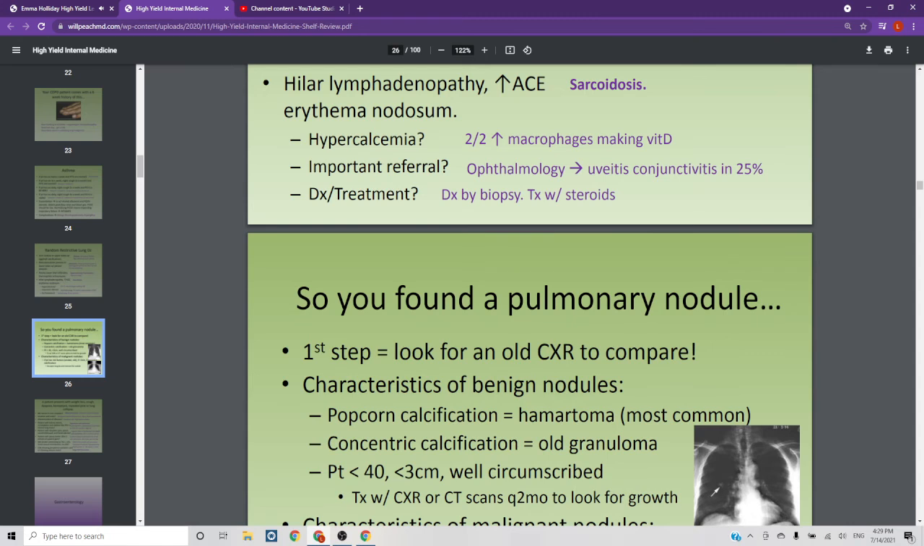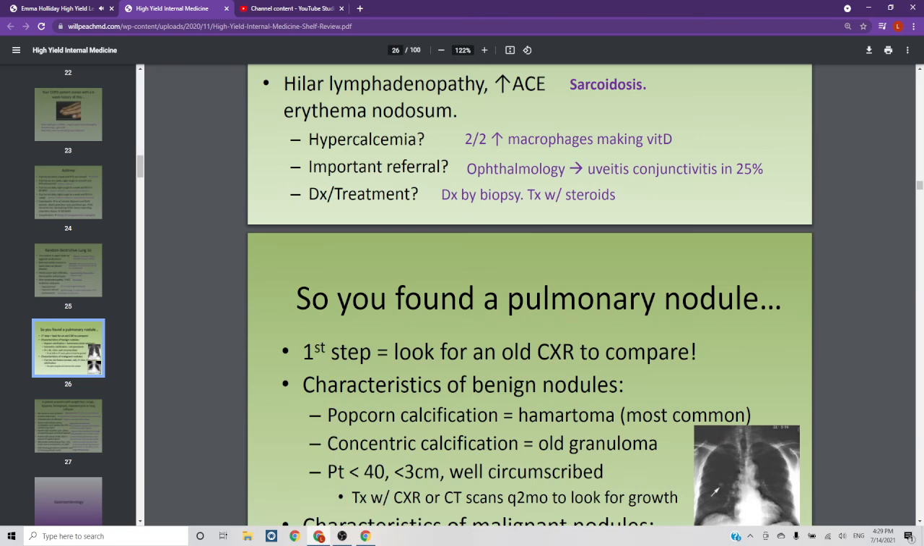An important specialist doctor to refer these folks to? Hem-onc, maybe. I was thinking ophtho. They've got a 25% chance of uveitis that can lead to blindness. So if they haven't been evaluated by ophthalmology, that's an important referral. And then for diagnosis, really the only way you can definitively diagnose it is by biopsy, biopsying the non-caseating granuloma, and the treatment is steroids.